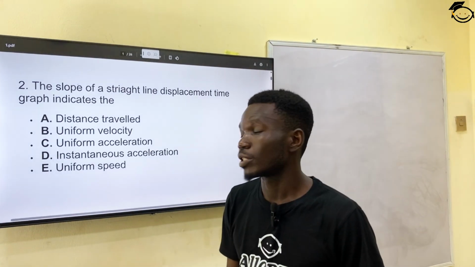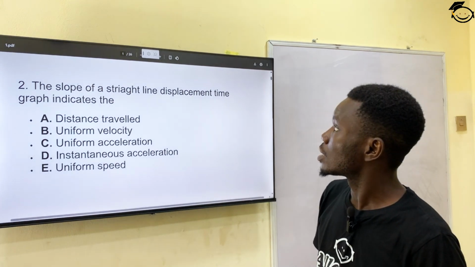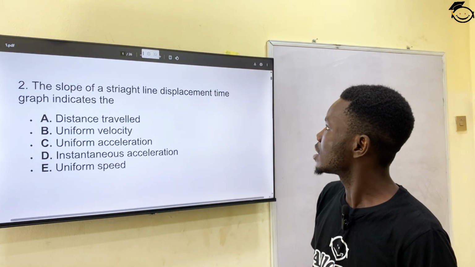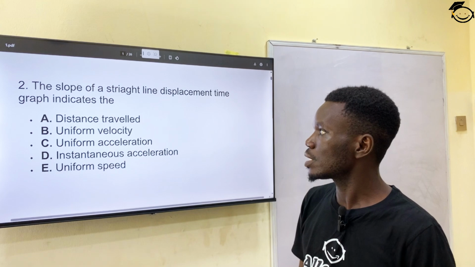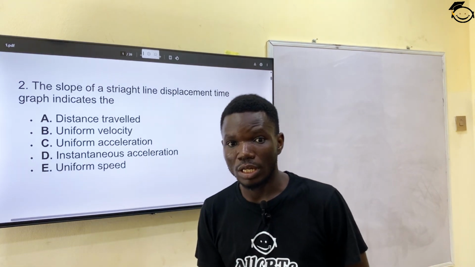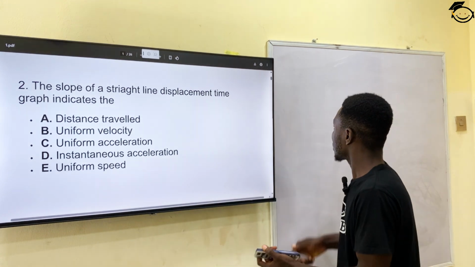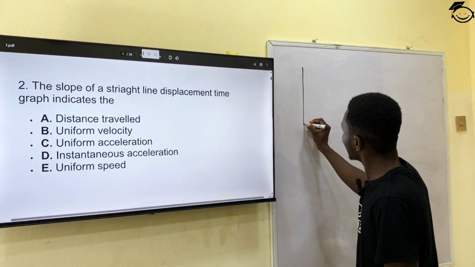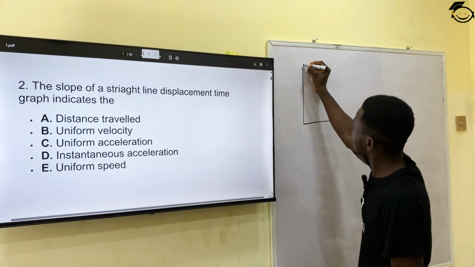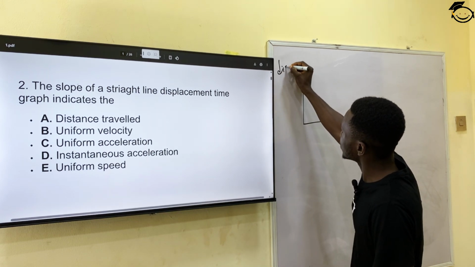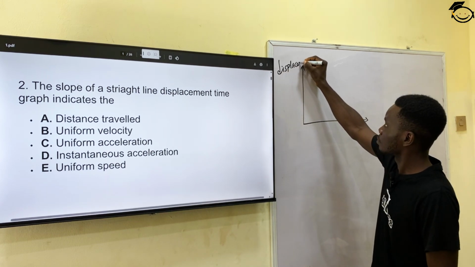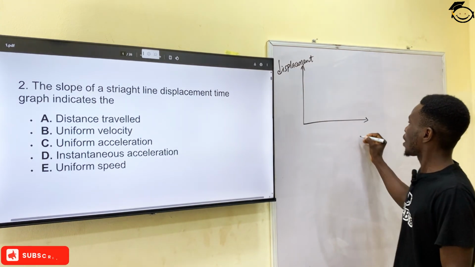Moving on to question number 2. Our question number 2 says, the slope of a straight line displacement time graph indicates the dash. If you see a displacement time graph, this is a displacement time graph. So I have displacement here, and I have time.